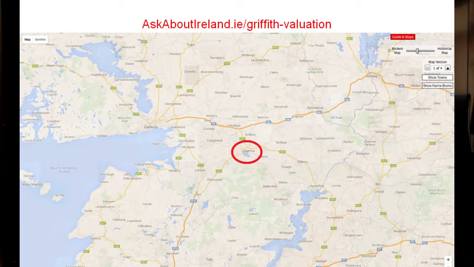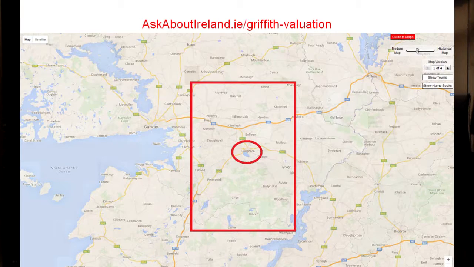So I'm trying to think, if someone said they're from Loughrea, what does that really mean? Loughrea's in the center of the map, circled in red. It's about 25 miles southeast of Galway. I am going to show you several maps over the next several images that include this square. The rectangle is about 23 miles wide, 35 miles long.